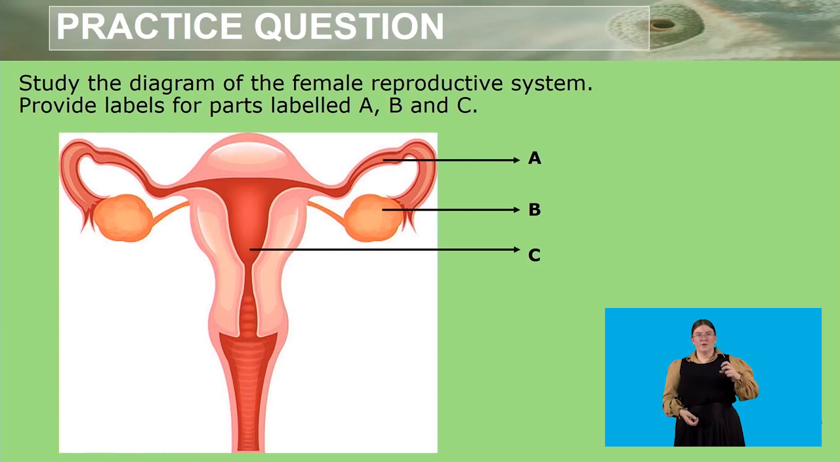Okay, second instruction, there is a diagram of the female reproductive system. The instruction says, provide labels for parts labeled A, B, and C. Part A points to a tube that leads from a place where egg cells are produced, and it is a place where egg cells are released into. That is A. We know that is a fallopian tube. Fallopian is also always with a capital F.